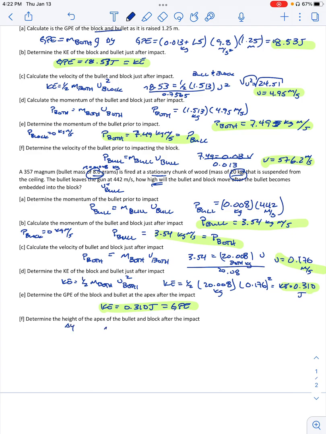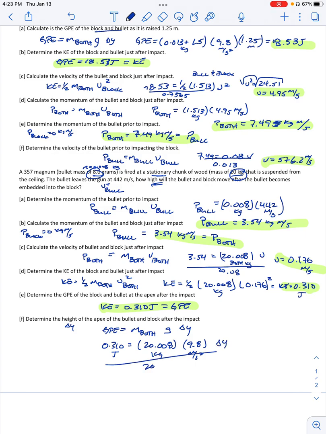All right. Determine the height at the apex. Height, that's my delta y. So if I know GPE, and again, it's still both, so mass of both, times the g times the delta y. 0.31 equals 20.008, again that's kilograms, and that's both, times 9.8, that's still meters per second squared. Nope, that's still joules, and delta y.